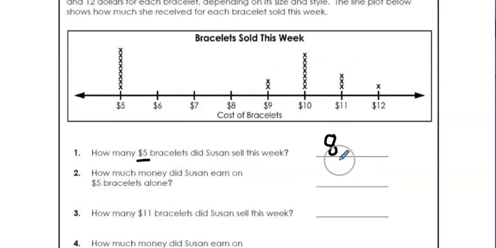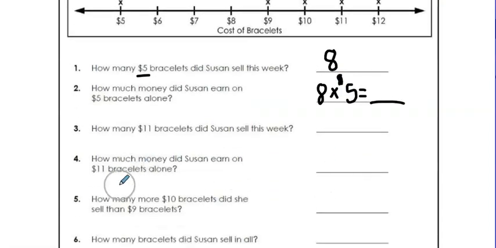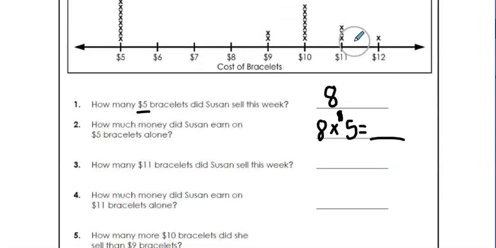And then it says, how much money did Susan earn on the $5 bracelets alone? If she sold 8 bracelets for $5 each, you want to think about how you could solve that using an operation. Each of the 8 bracelets is $5. So if this is $5, this is $5, this is $5, we can either use repeated addition or multiplication. So 8 times that $5 is going to give us a total amount of money. I want you to think about what that would be. And then it goes through some of the other questions. Numbers 3 and 4 are going to be exactly the same as 1 and 2 using the $11 mark.